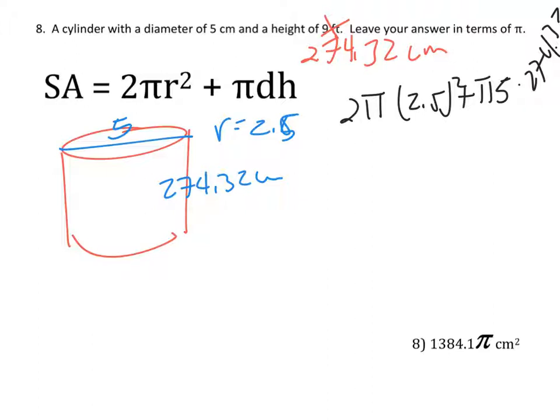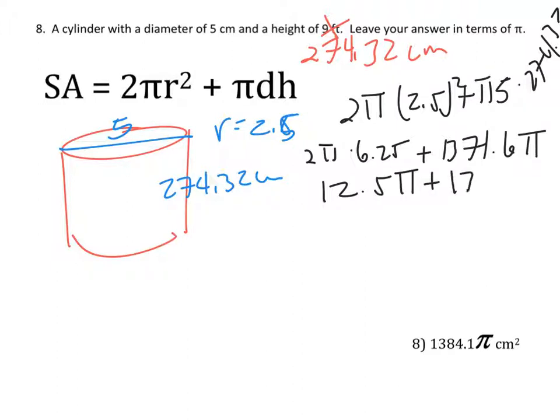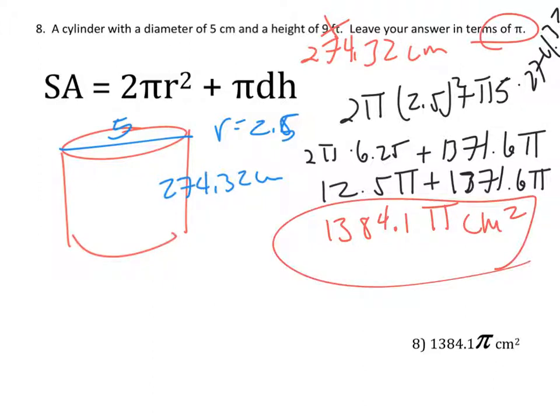So then 2.5 squared, so it's 6.25, so I get 2 pi times 6.25 plus, and then we'll take that 5 times 274.32, so that's 1371.6 pi. And on the left side then, that's going to give us 12.5 pi plus the 1371.6 pi. And again, since both have pi, I can add them together. So we're going to get 1384.1 pi centimeters squared. And this one did say leave in terms of pi, so we're actually done right there.